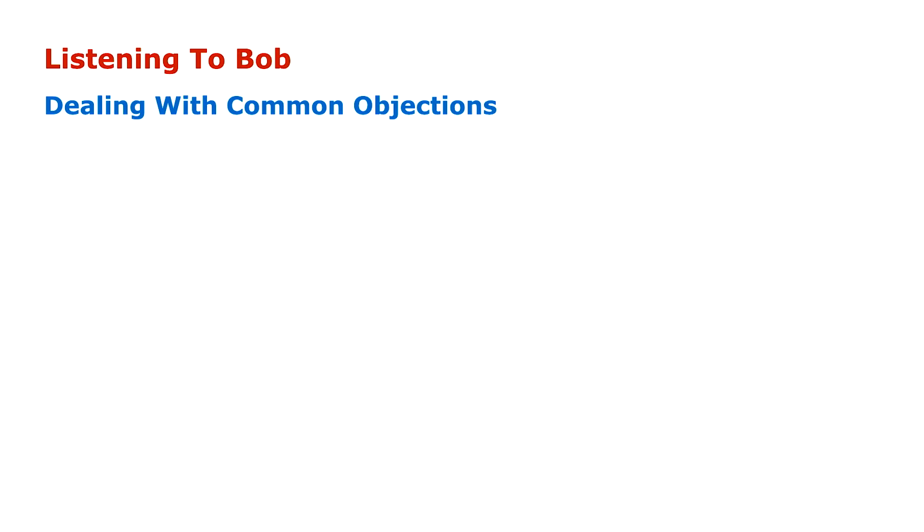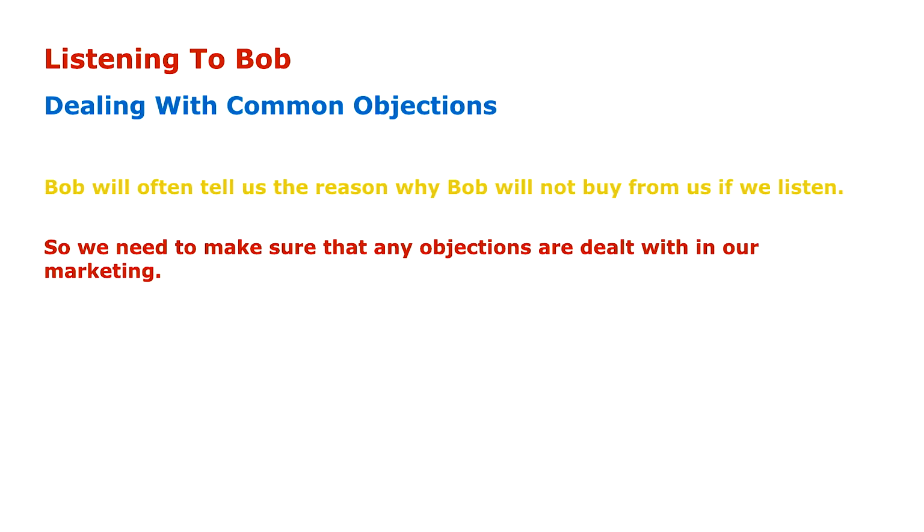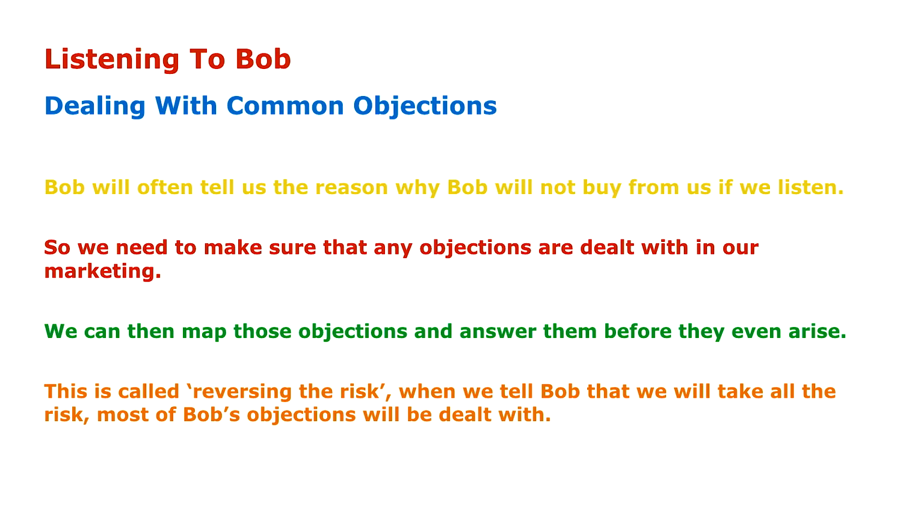So how do we deal with common objections? Bob will often tell us the reason why Bob will not buy from us if we listen. So we need to make sure that any objections are dealt with in our marketing and in our sales copy. We can then map those objections and answer them before they even arise. And we call this reversing the risk. When we tell Bob that we will take all the risk, most of Bob's objections will be dealt with.